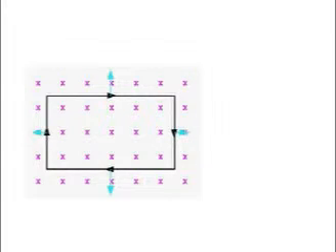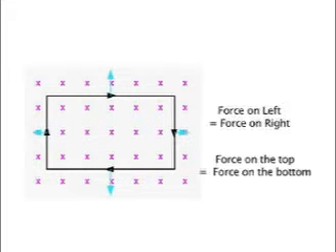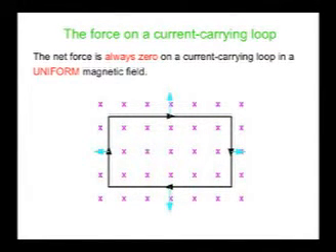So you can break this up into 4 sides, and you can analyze the force on each side. And what you should find is, in fact, the force on the left is exactly balanced by the force on the right, and the force on the bottom is exactly balanced by the force on the top. And so when you add them up, you in fact get 0 as your net force. And this is always true. You have a current carrying loop of any shape in a uniform magnetic field, and this word uniform is very important, and you get no net force.